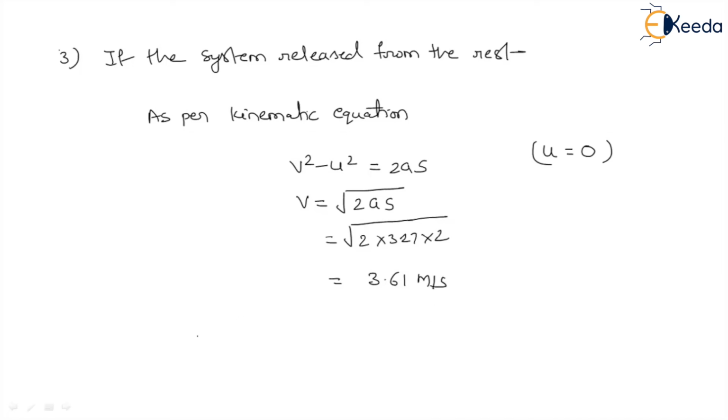Now we want to define the time. So we will use another equation. If we use this equation, v equals u plus at, our time will be v by a because the initial velocity u is 0. So here we will get time 1.44 seconds. So if the system is released from rest, this much time the block will take to leave its rough horizontal surface. So this is the answer which we had to define. Thank you so much.